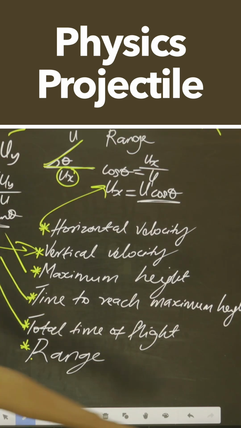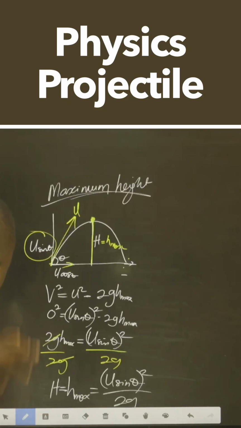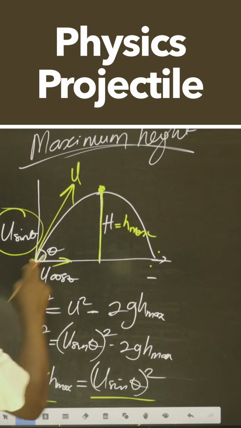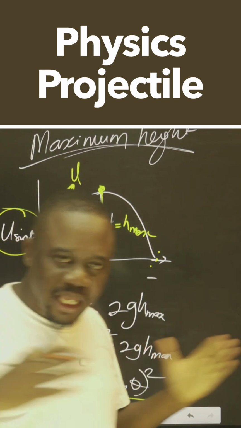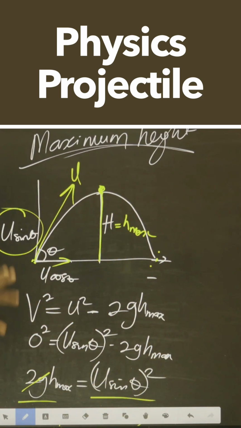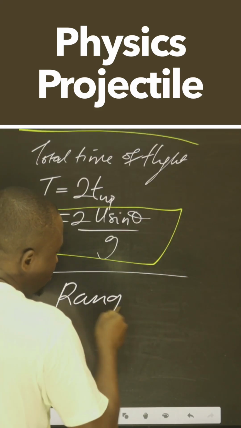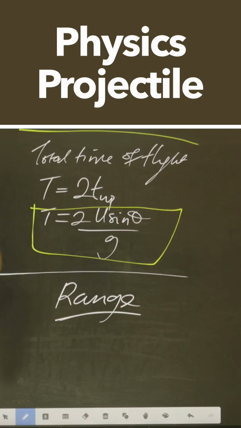Now range. Range is the distance between this point and this point, in meter, in kilometer, in miles, whatever. Now, how do we calculate that? That is range. I want to ask you, what is range now?